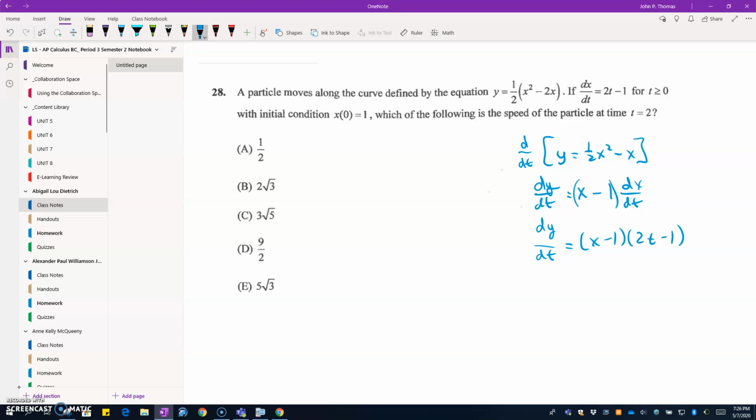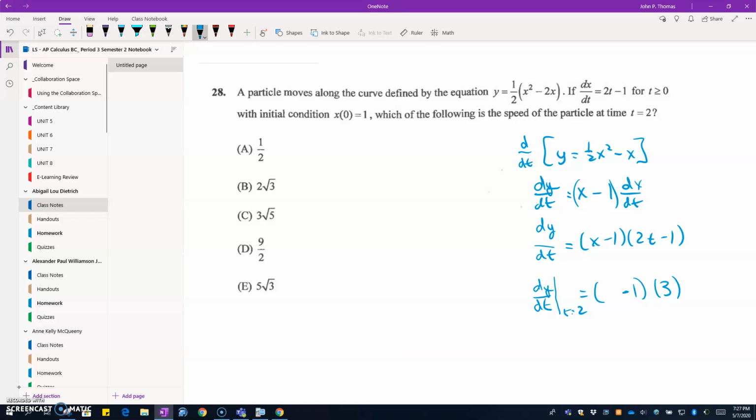All right, now part of this, I was curious at 2, so I was mentally thinking, all right, well, dy/dt at 2. Well, I need the x value, so I can take 1 away from it. But here I can get to a 3. 2 times 2 is 4, minus 1 is 3. So I need to find the x value at this time.